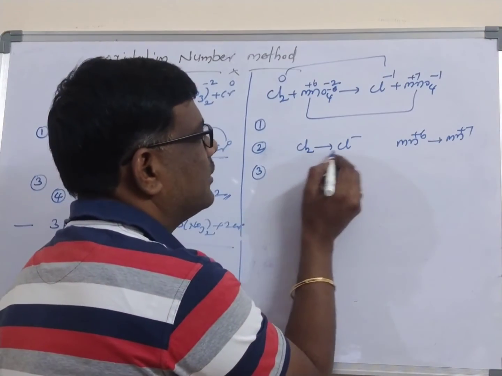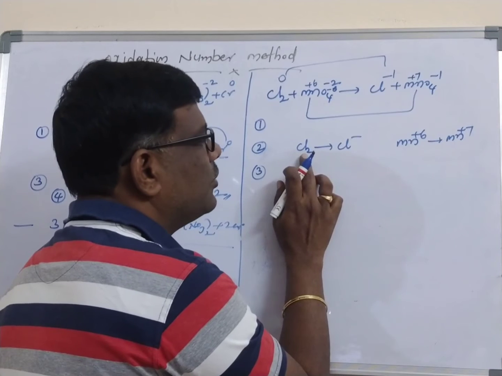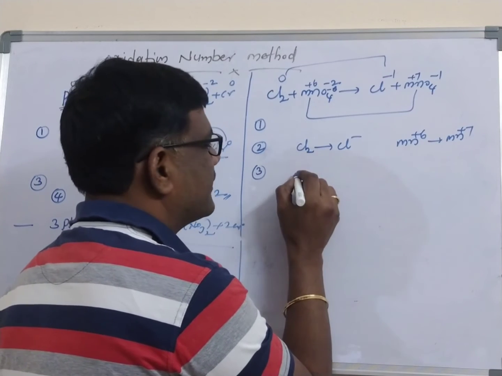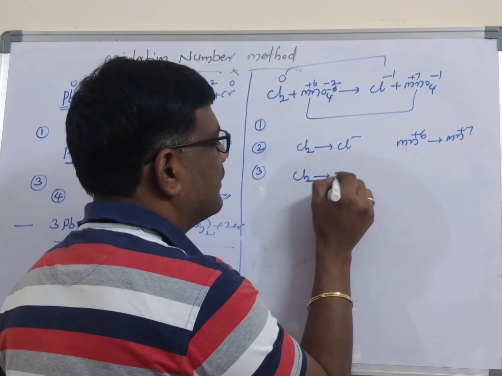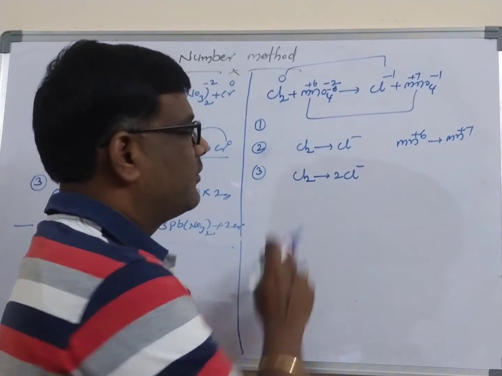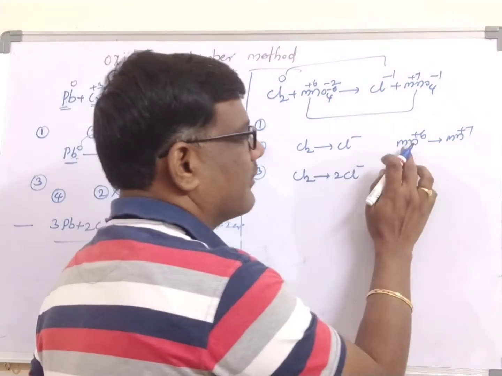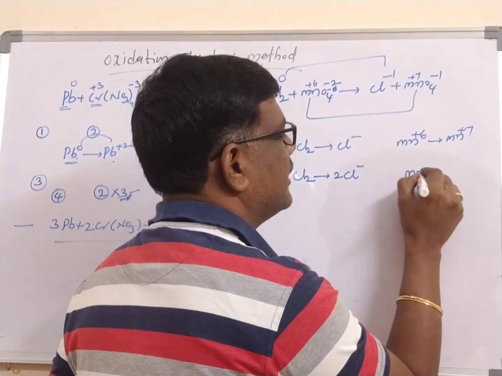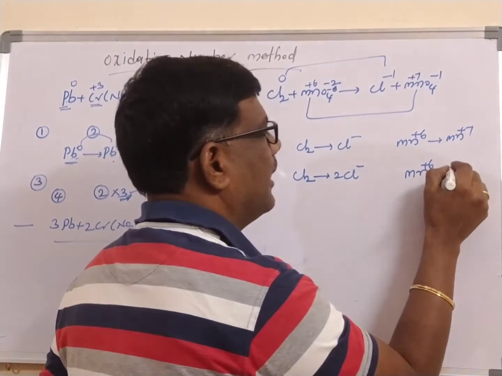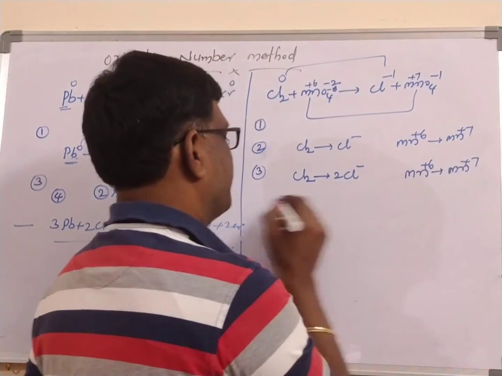Here, Cl2 will give you Cl minus. 2 chlorine on this side, 1 chlorine on this side, so it must be balanced. Cl2 equals 2 Cl minus. Now this side 2 chlorine, this side 2 chlorine. 1 manganese, no need to change anything, just write it as it is: Mn plus 6 to Mn plus 7.